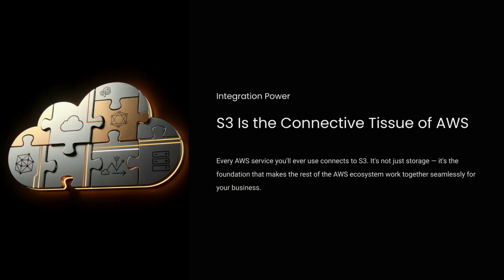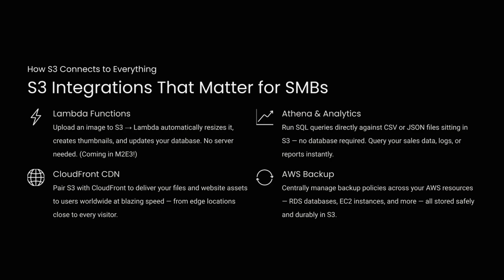S3 is the connective tissue of AWS. It is the foundation that makes the rest of the AWS ecosystem work together seamlessly for your business. Key integrations for small businesses include Lambda functions for automated processing, Athena for running SQL queries against data, CloudFront for fast global content delivery, and AWS Backup for central management of backups across resources.